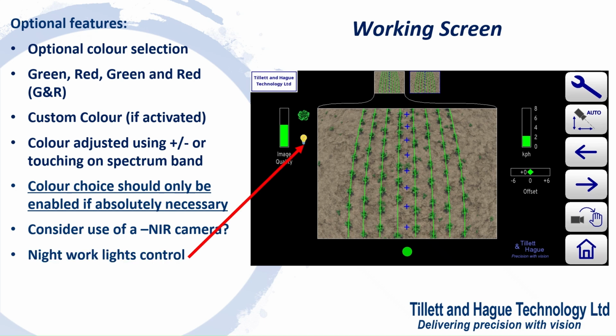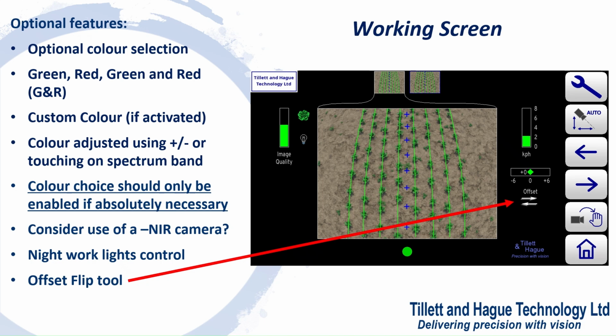The light bulb symbol indicates that night operation lights are fitted. Touching on the symbol turns the lights on and changes the symbol to a yellow colour. Touching again turns the lights off. An optional fine offset tool, which adds a flip touch button under the fine offset bar, when touched flips between two different fine offset values. This is useful whenever bias regularly alternates between two states, for example when working on side slopes or in tall crops blown by a crosswind.